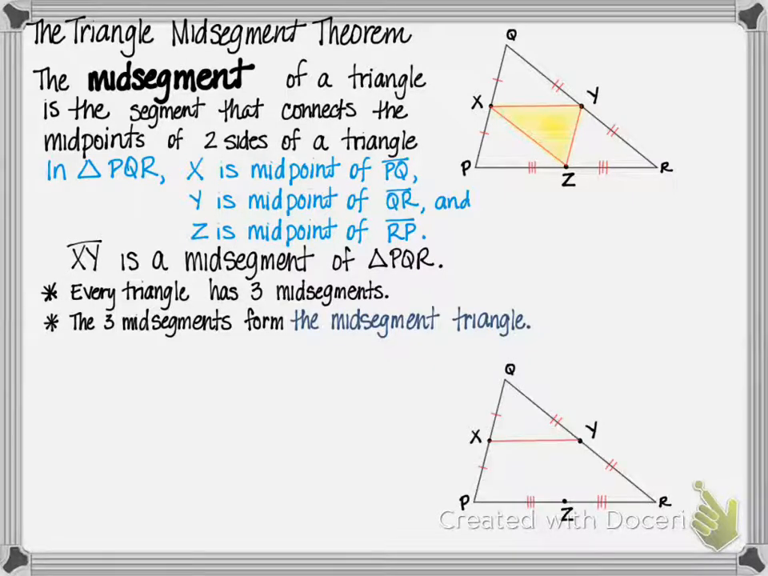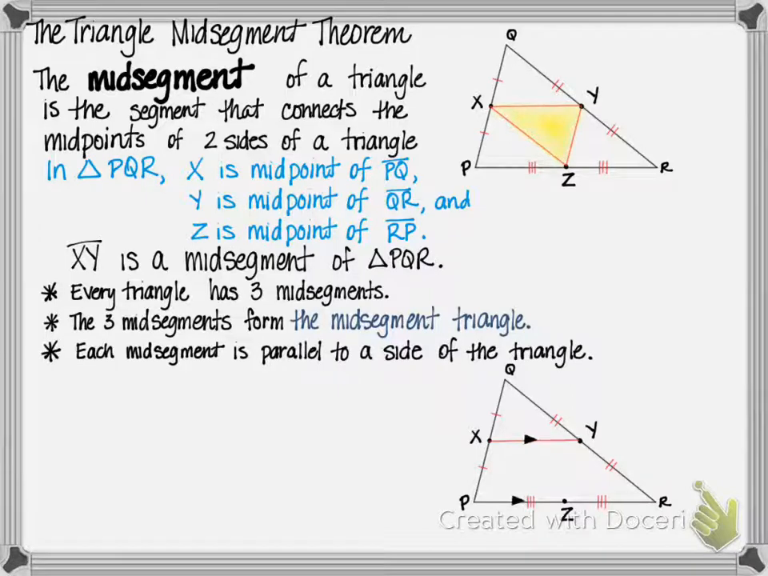Now if we look at this midsegment yet again, one thing we could prove is that the midsegment is parallel to a side of the triangle. The proof for this is typically done in a coordinate proof, but we could prove that they are parallel. So we've got the segment XY is parallel to the side PR.